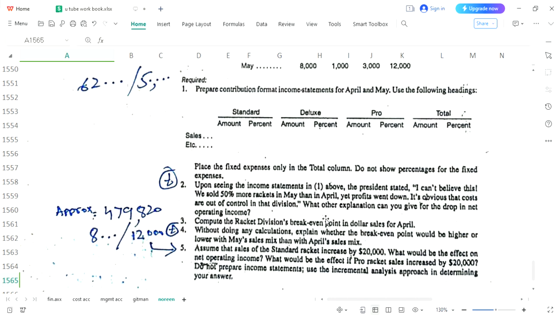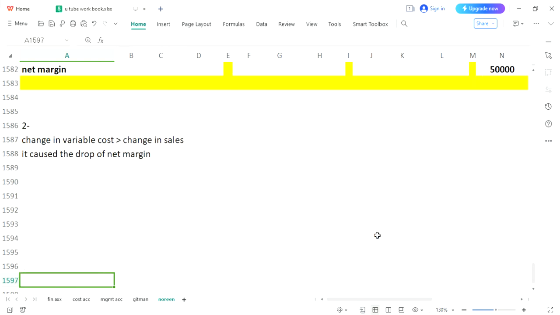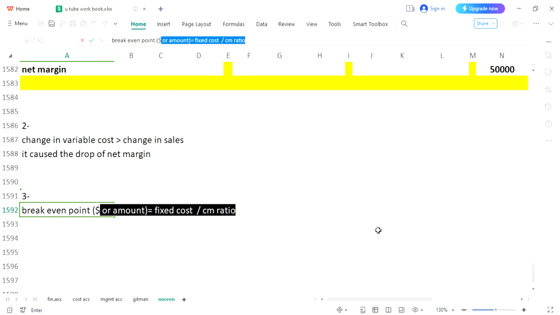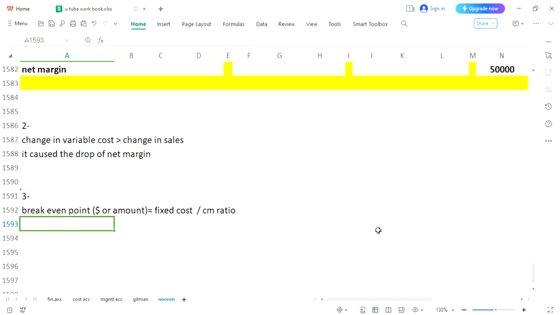The third part we are going to see is that we need to calculate break even point in dollars. Let's go and calculate the third part. Since we are supposed to calculate break even point in terms of dollars or amount, how do we calculate? Fixed cost is divided by CM ratio.